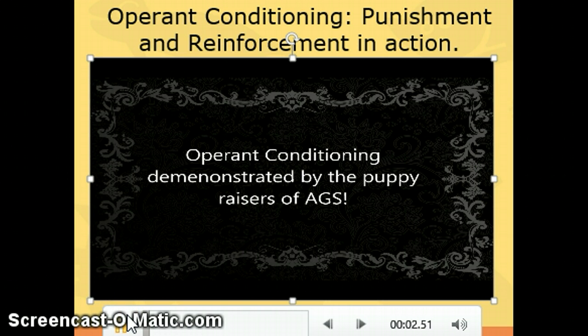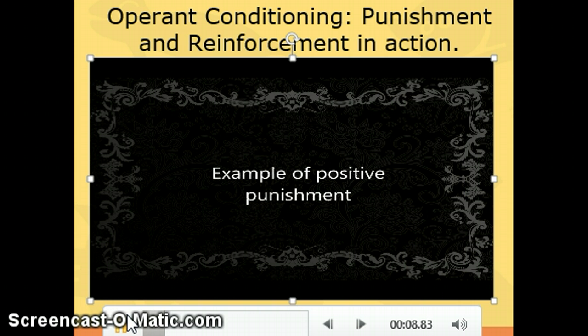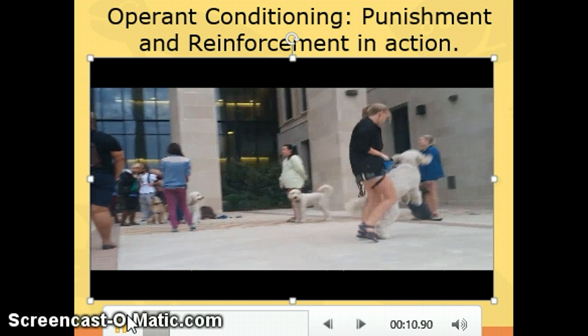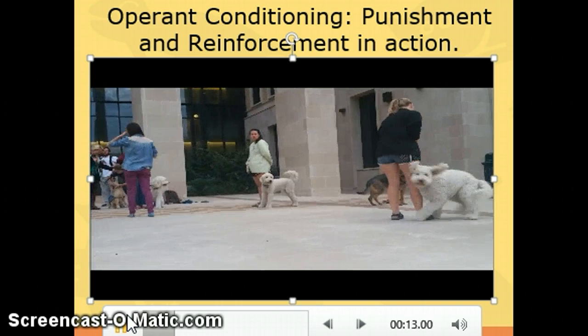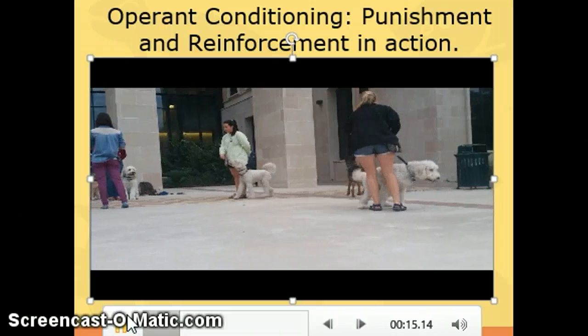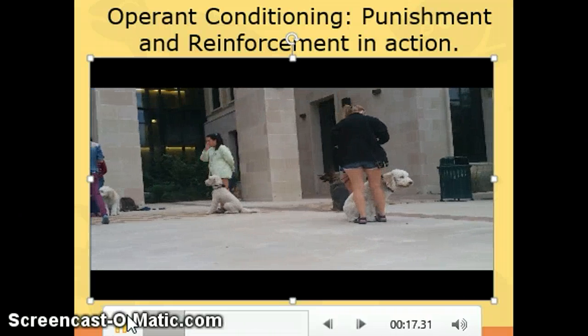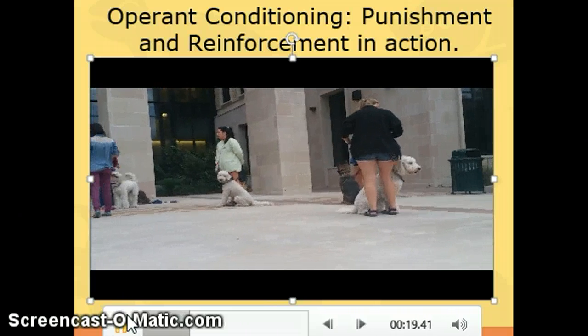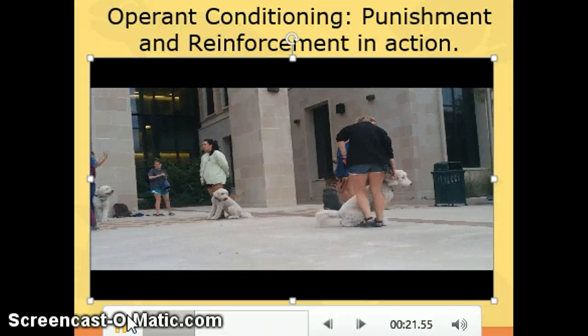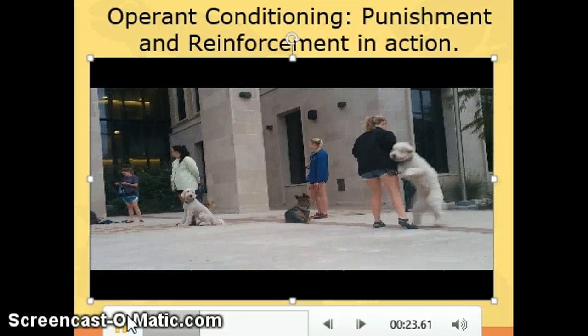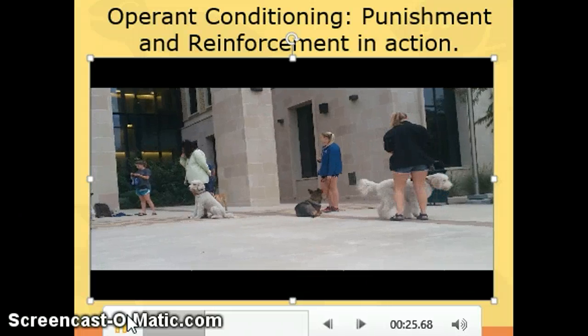Operant conditioning demonstrated by the puppy raisers of Aggie Guide Dogs and Service Dogs. This trainer shows a good example of positive punishment. Instead of yanking on the leash when her dog is getting out of hand, she simply stands still so her dog will hit the end of the collar, which it will not like. So it is adding something bad to decrease the likelihood of it happening again in the future.